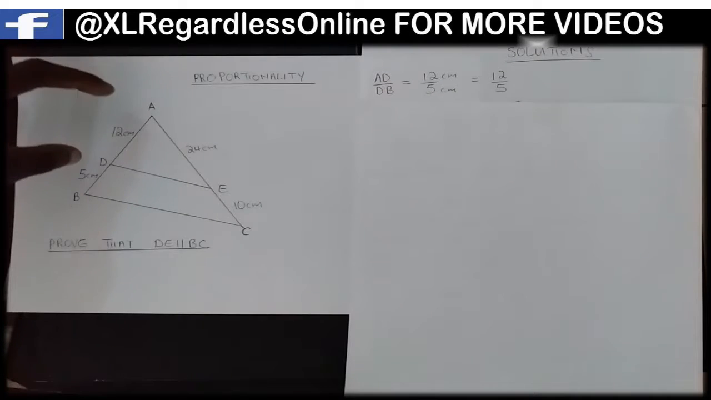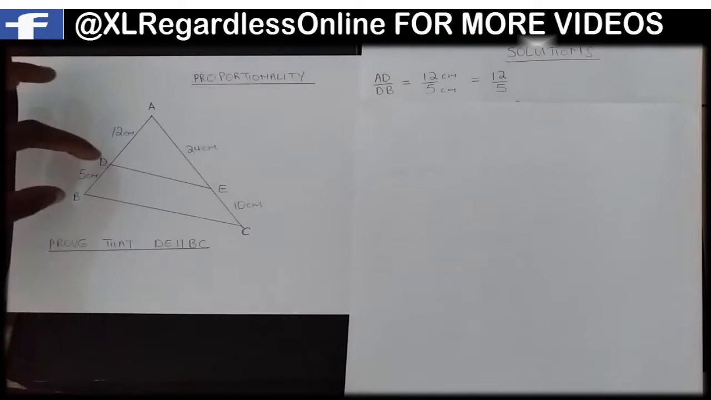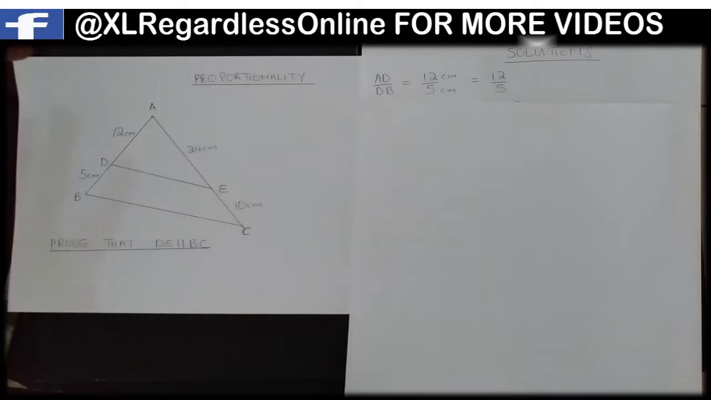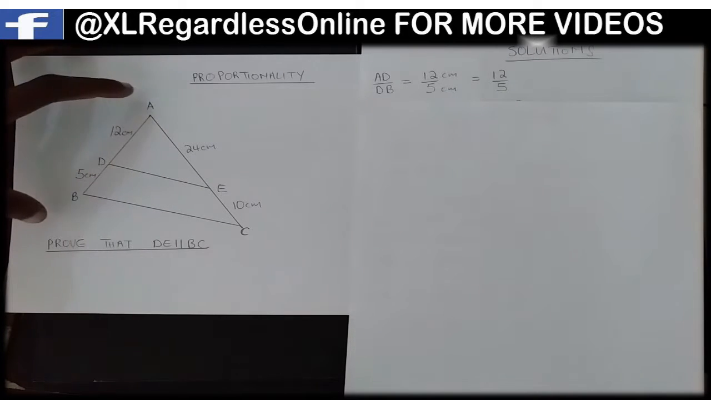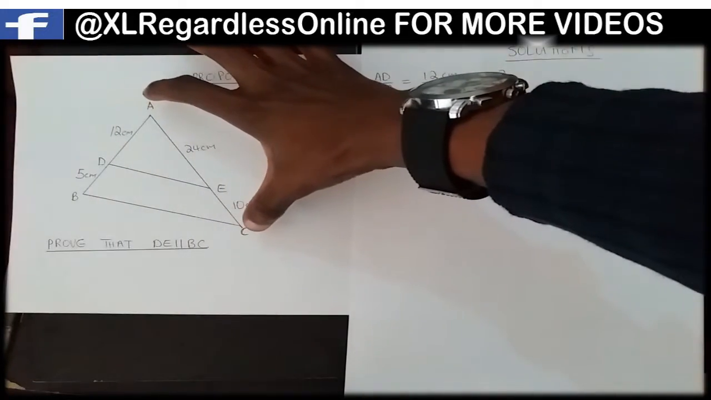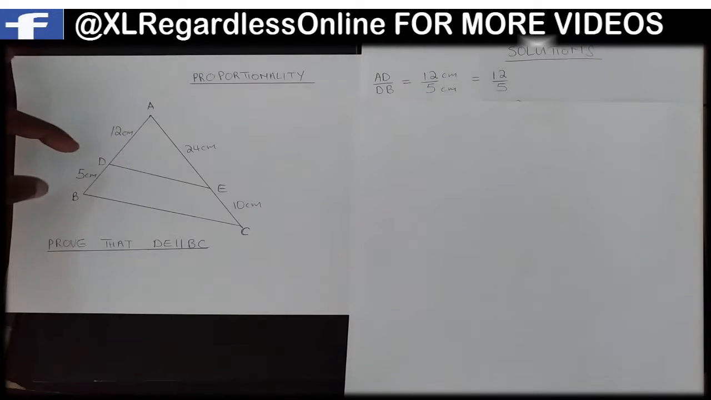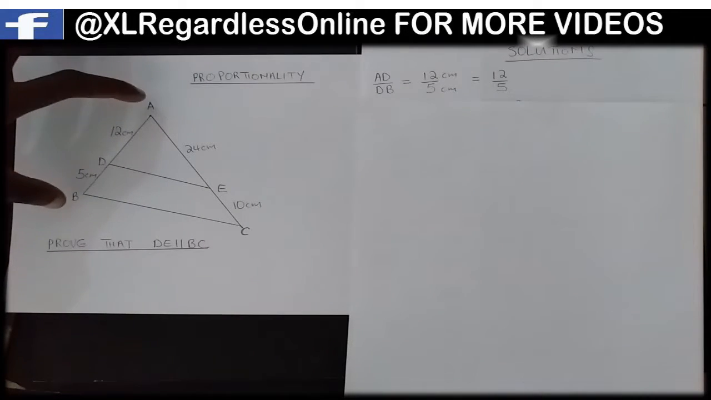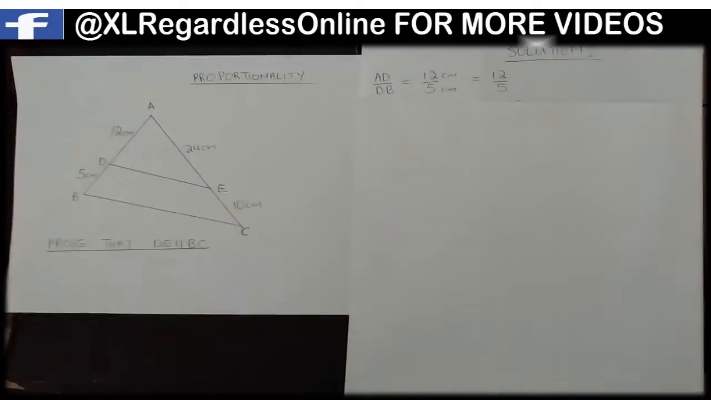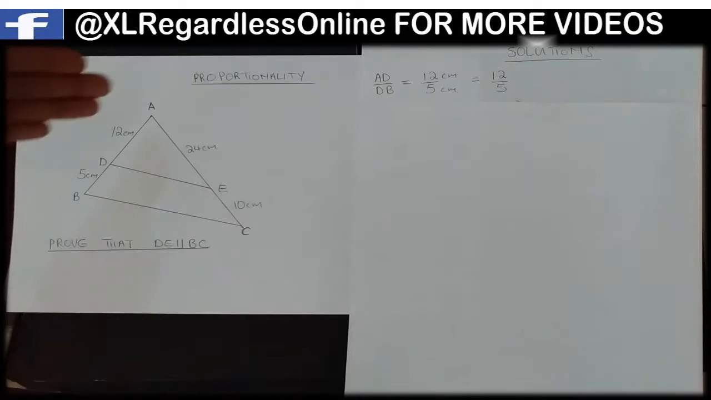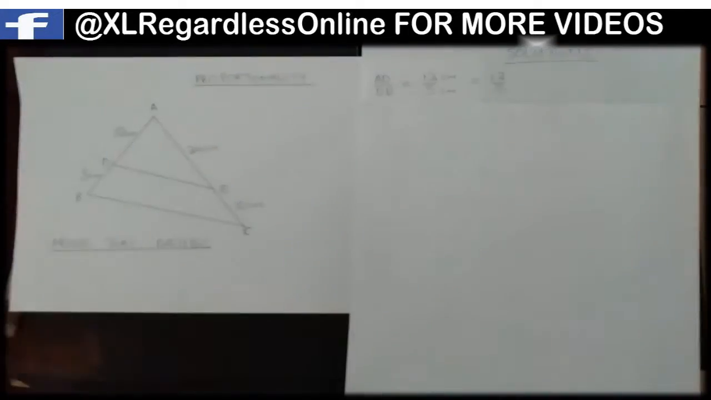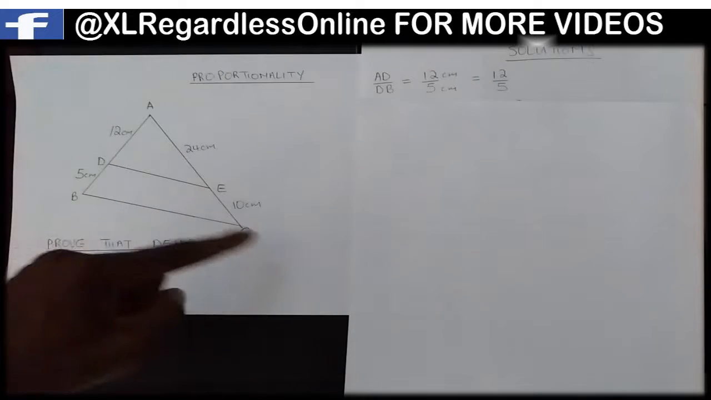For instance, we need to check if the ratio of AD to DB is equal to the ratio of AE to EC, or to check if the ratio of AD to AB is equal to the ratio of AE to AC, right? Or the third one, we can check that the ratio of DB to AB is equal to the ratio of EC to AC. We can prove using those three ratios. If we find that those three ratios for this side are equal to those three ratios for this side, then we can conclude that DE is parallel to BC, right?